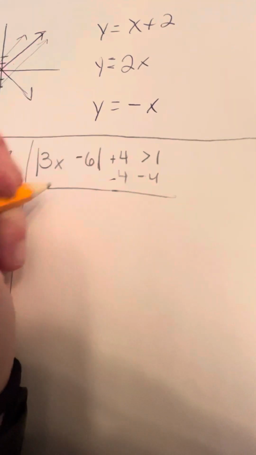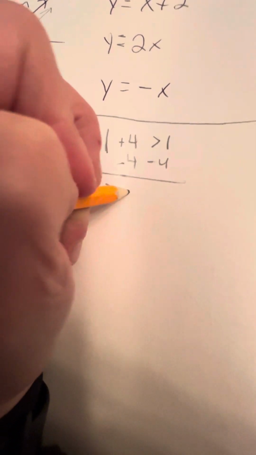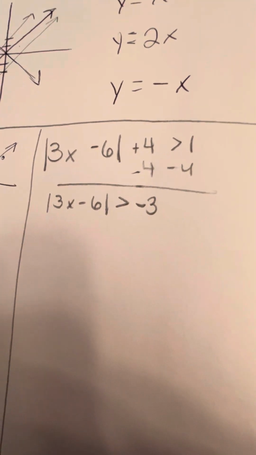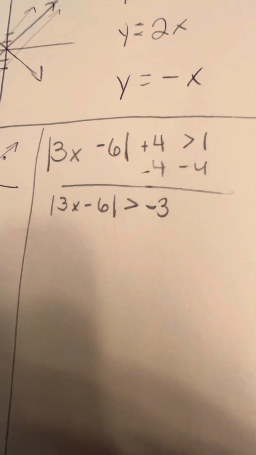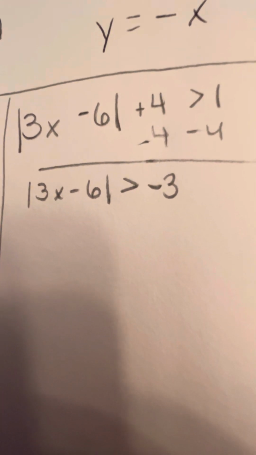And then what we're going to end up with is the absolute value of 3x minus 6, and that is going to be greater than negative 3. So now that we have that, we're going to talk about what we do next with our absolute value bars and solving these inequalities.